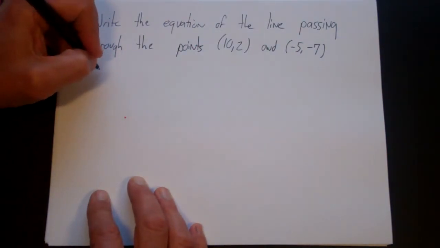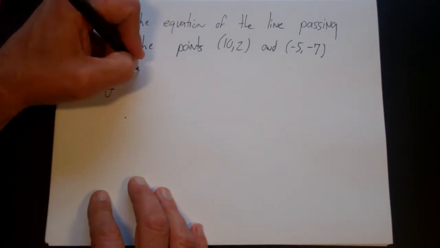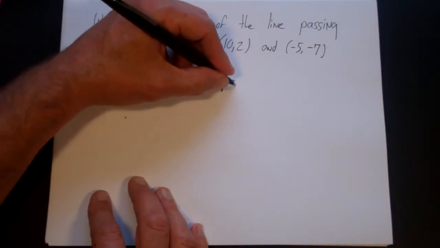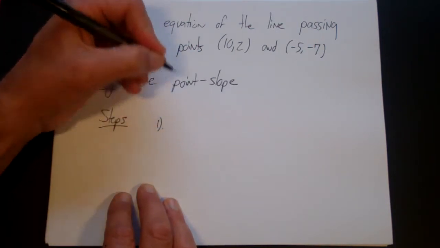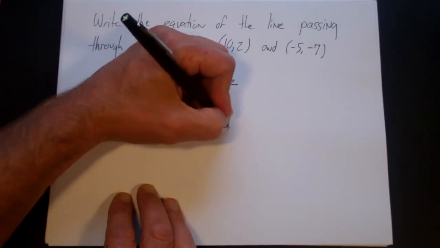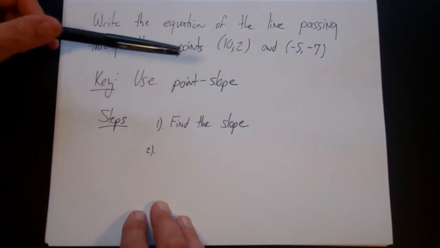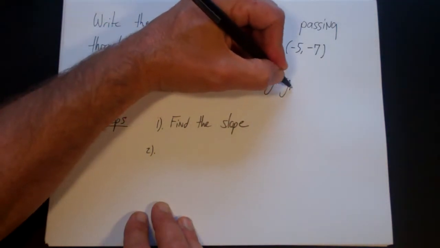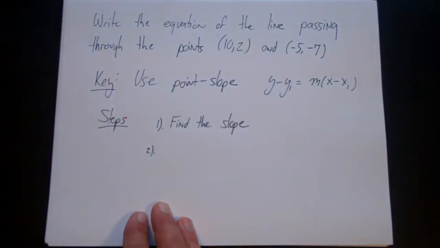So here are the key points. First of all, you need to know what formula to use, and that is the point slope formula. And then you need to know the steps, and the steps are pretty straightforward. Now remember, the point slope formula is y minus y1 is equal to m times x minus x1. That's the point slope formula.